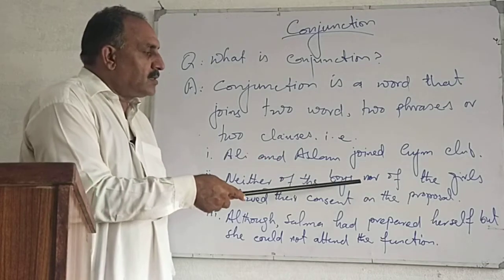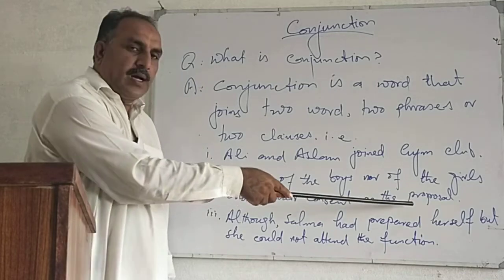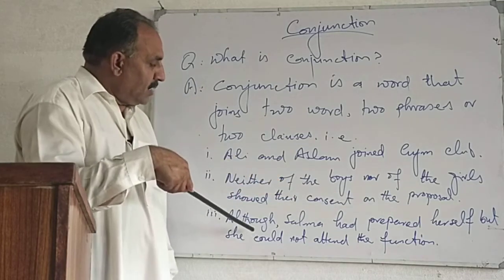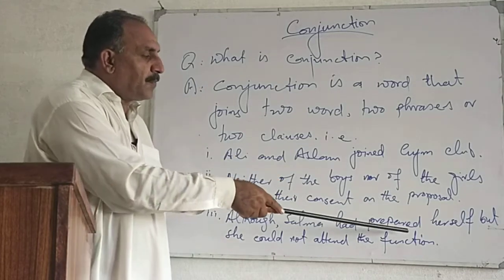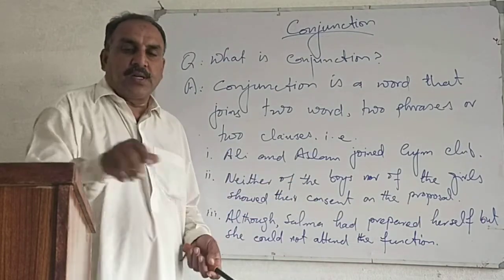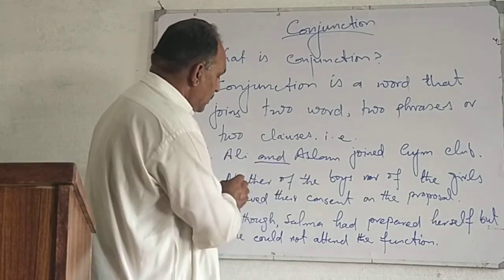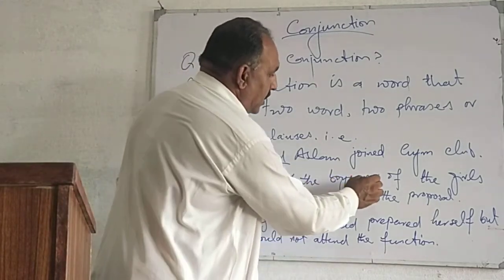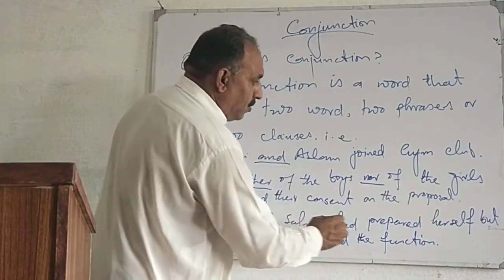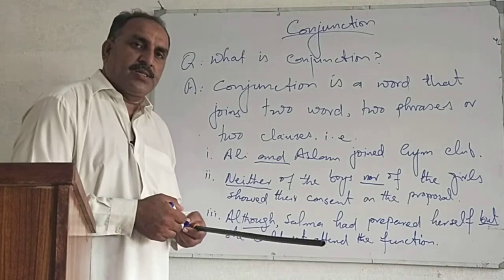Neither of the boys nor of the girls showed their consent on the proposal. Although Salma had prepared herself, but she could not attend the function. Now in the examples, and, neither, nor, although, but, what are they? They are all conjunctions.